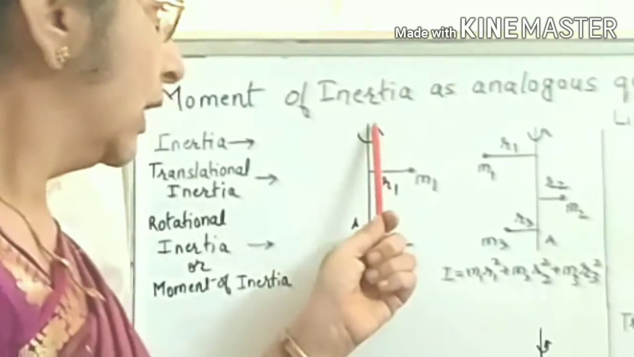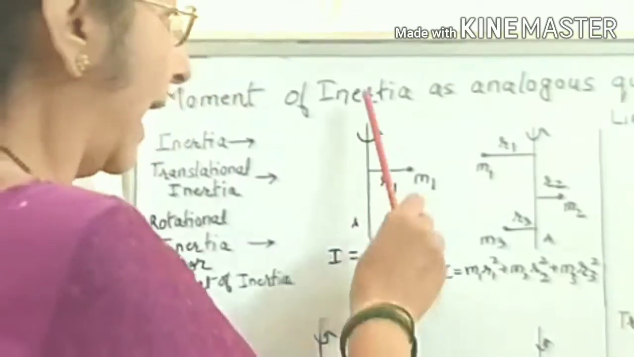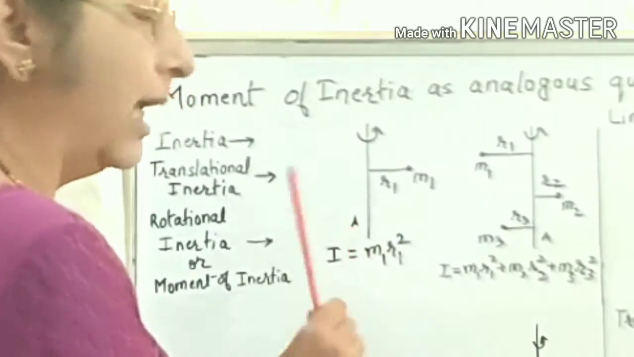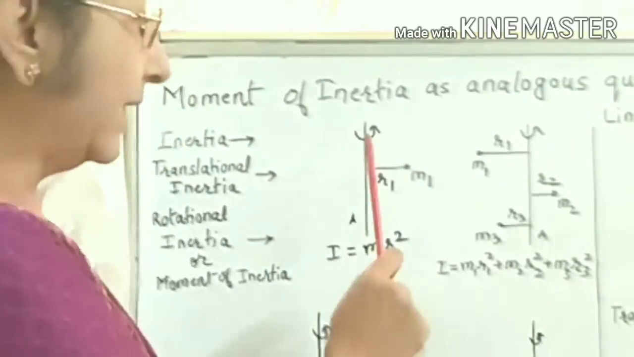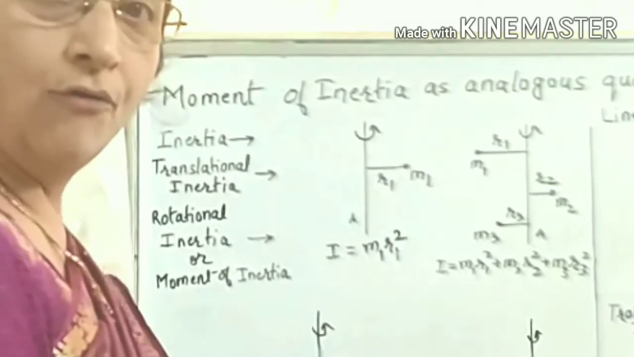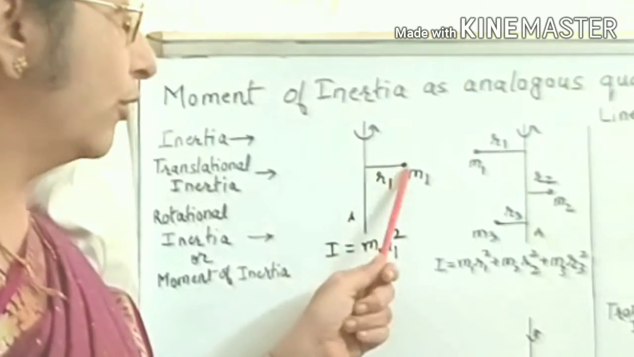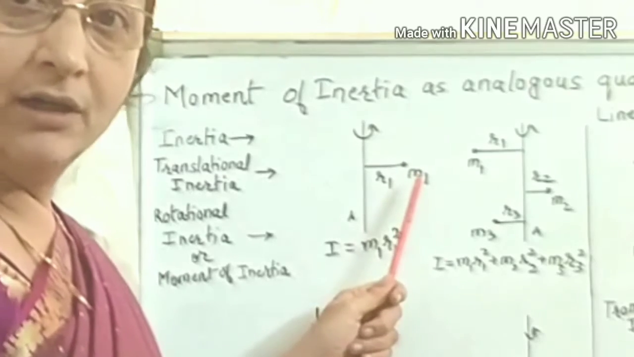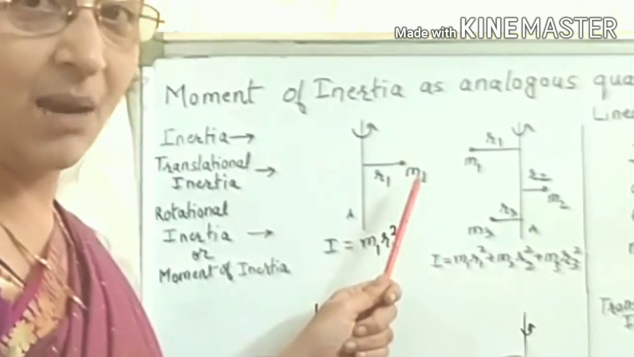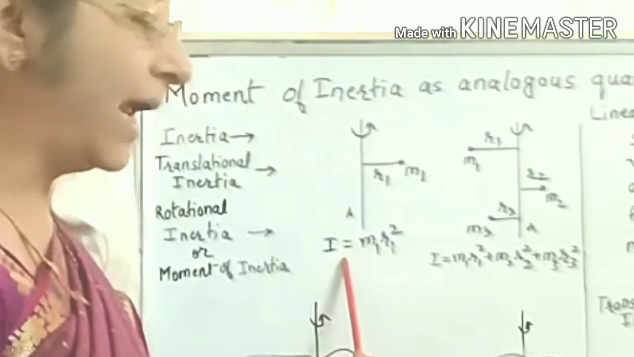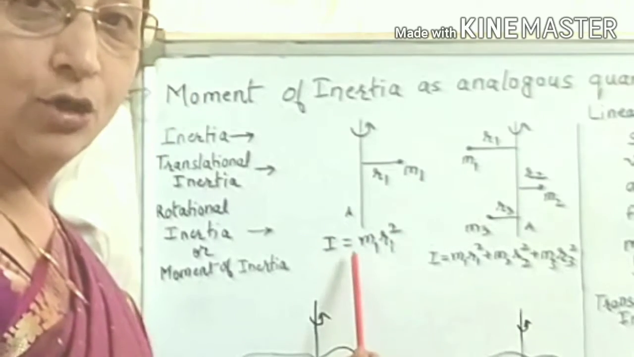So, this is an axis of rotation A. I consider a particle of mass m1 at a distance of r1 from the axis of rotation. So the moment of inertia of this one particle system having mass m1 is I. Moment of inertia is denoted by I.